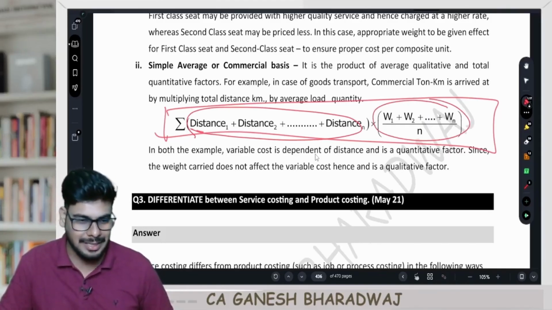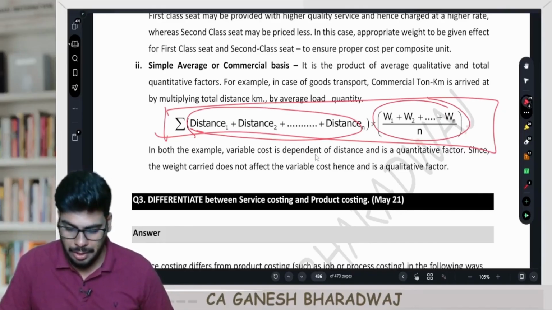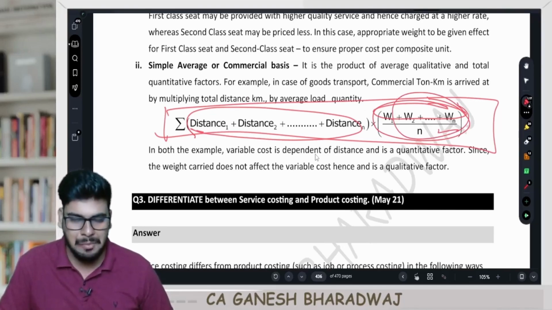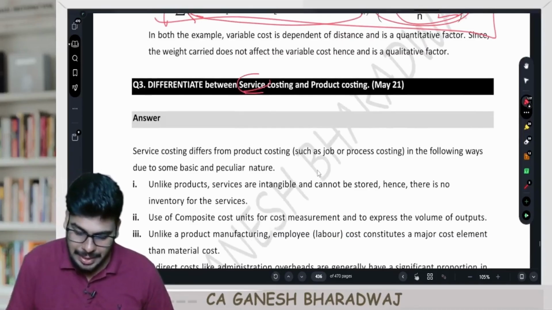Correct, guys? Yes, you remember. So the total weight transported divided by the number of journeys, you get the simple average of the weight carried on an average. Multiply with the total distance covered. Simple average. Yes. Differentiate between service and product costing.